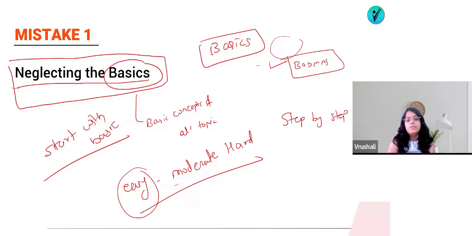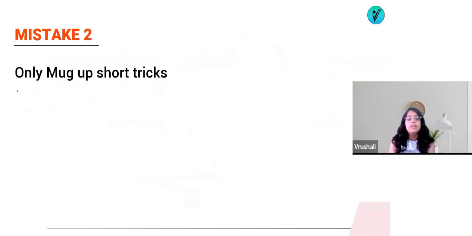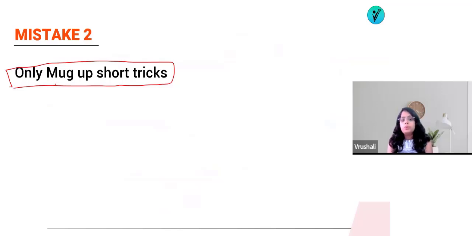Then the second mistake which you must avoid is only mugging up the short tricks. Yes, I have seen a number of students who directly mug up the short tricks. Okay, I have taken this topic, average. There are 5 to 6 short tricks. Okay, I will mug up the short tricks and done. हो गया मेरा average topic.